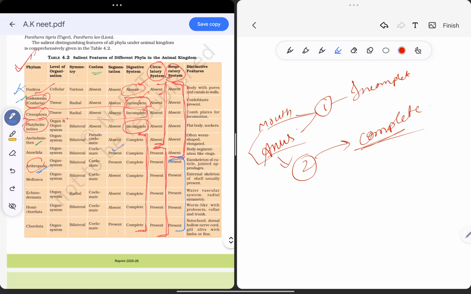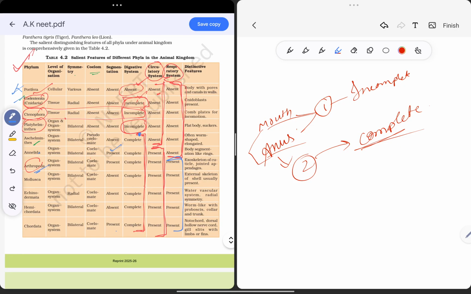The thing you should understand is that the digestive system is complete from Aschelminthes, the circulatory system is present from Annelida, and the respiratory system is present from Arthropoda. DCR: very important questions come from this part, on the digestive, circulatory, and respiratory systems. If they ask from where the digestive system is complete, you say Aschelminthes. From where is the circulatory system present? From Annelida.